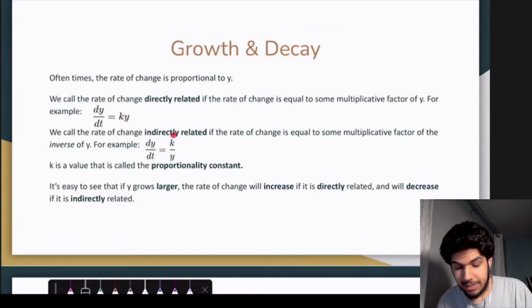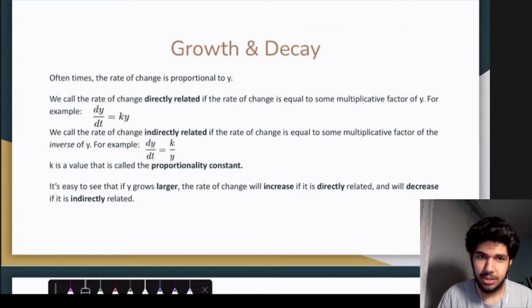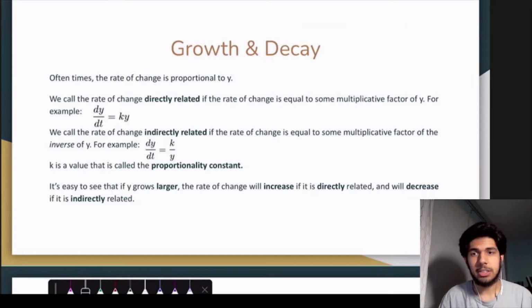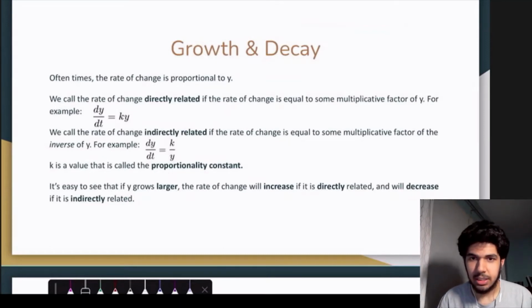However, if we have k divided by y, so y is in the denominator, we call that indirectly related. So the rate of change is equal to some multiplicative factor of the inverse of y. k is something that we call the proportionality constant. So that kind of tells us where we should be balanced at.